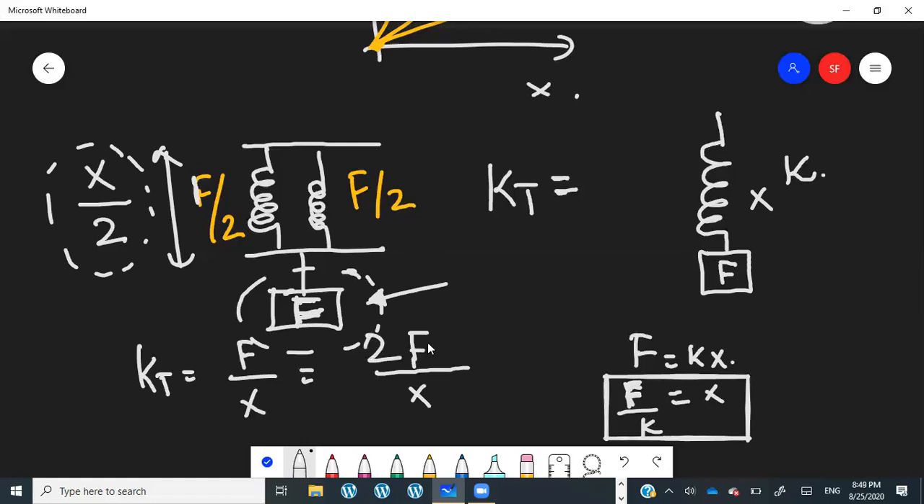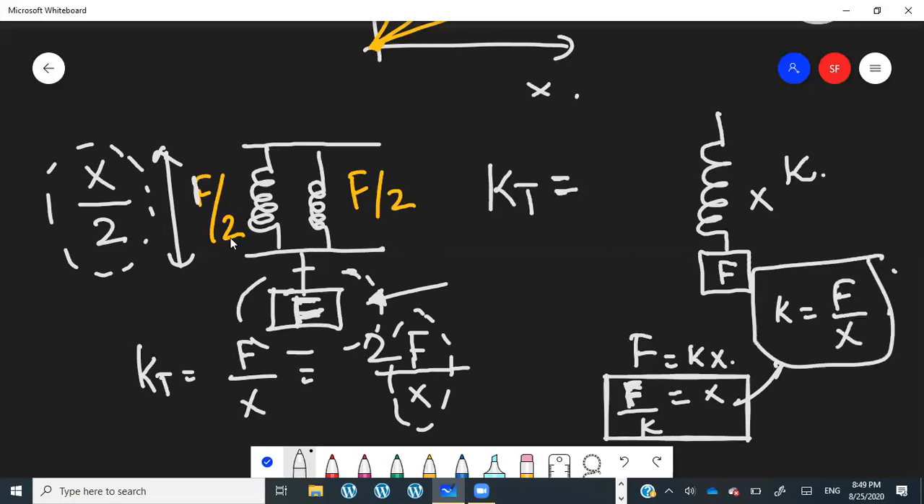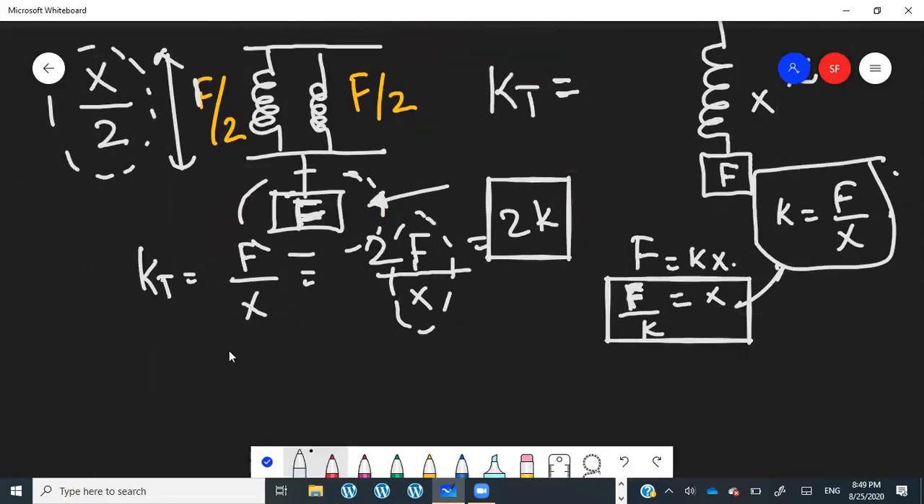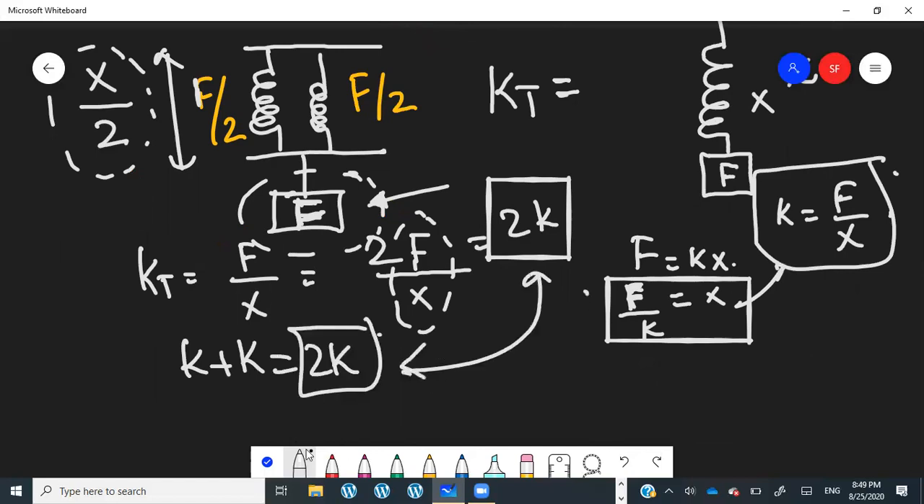Now 2F upon X, what is F upon X? Is it the original spring constant, K? If you rearrange this formula, the spring constant is F upon X. Yes. So now for this combination, this has turned into twice the original spring constant. So I told you that for two parallel springs, to calculate the total spring constant, you just add their values to get 2K. That also has been proven from this method as well.